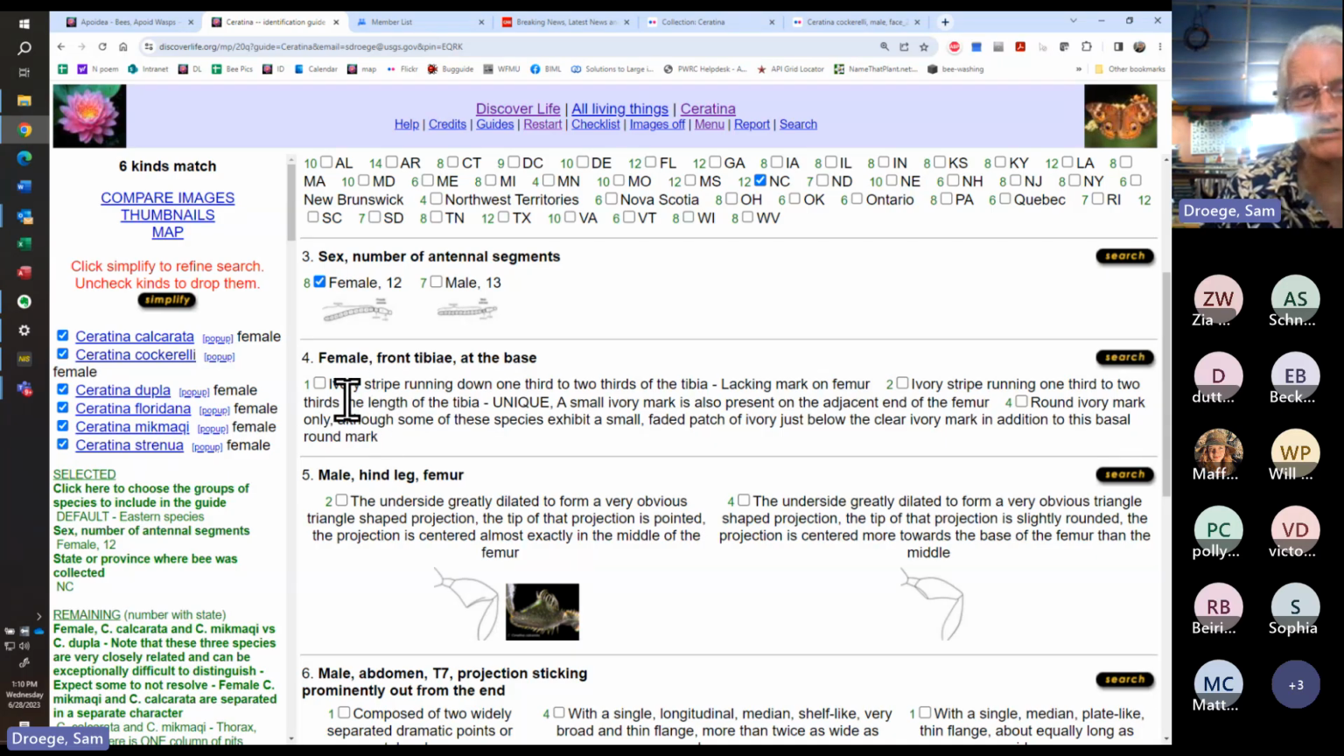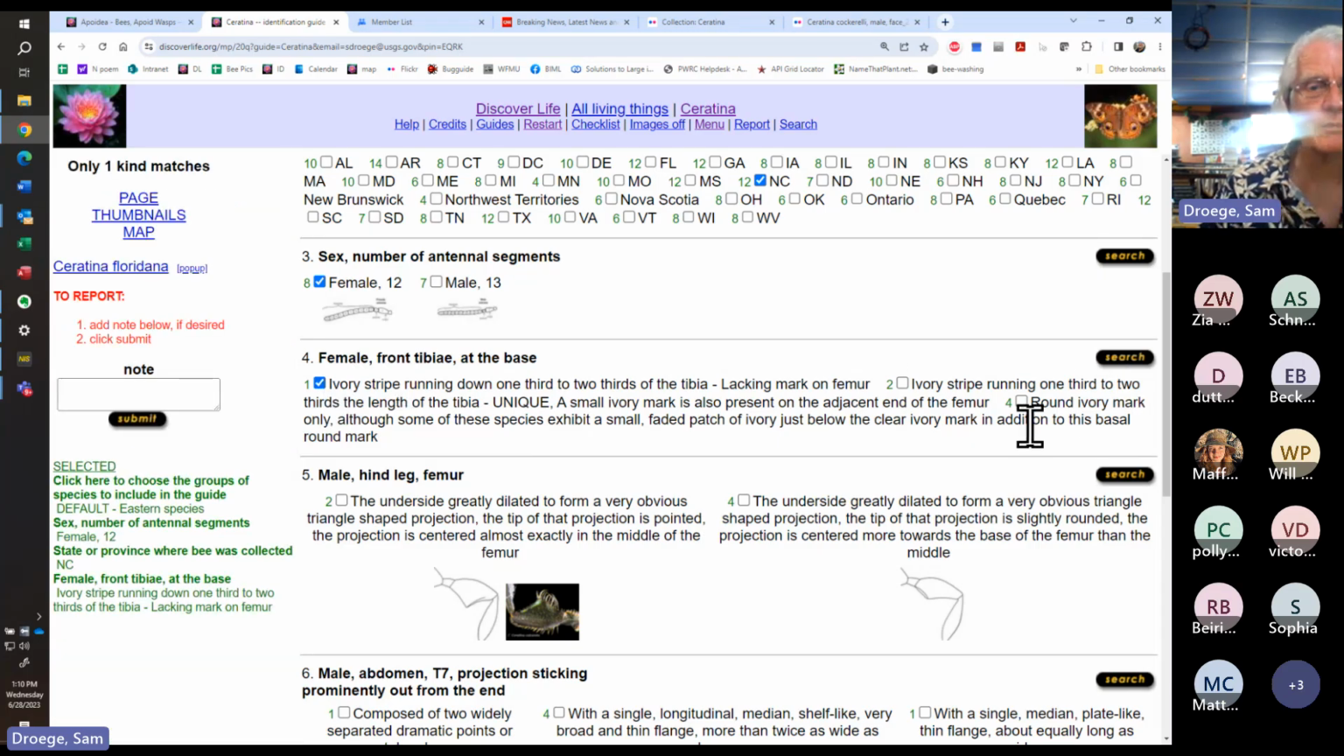But the difference here between a couple different species: if we just have an ivory stripe running down 1 to 2/3, as we said, and it lacks a mark on the adjacent part of the femur, that's going to get us to floridana. So floridana, as it might imply, is a southern species, but Sandra Rehan has found several of these well to the north. So this is a species that should be considered throughout much of the east right now.